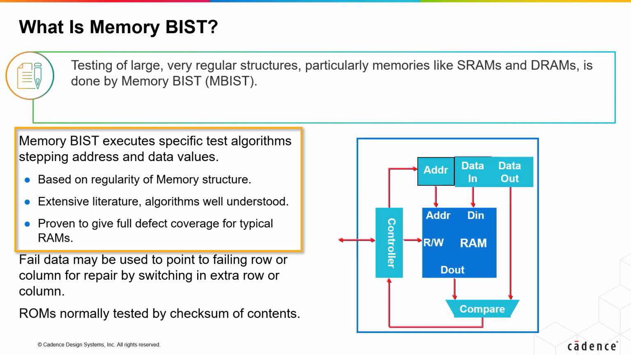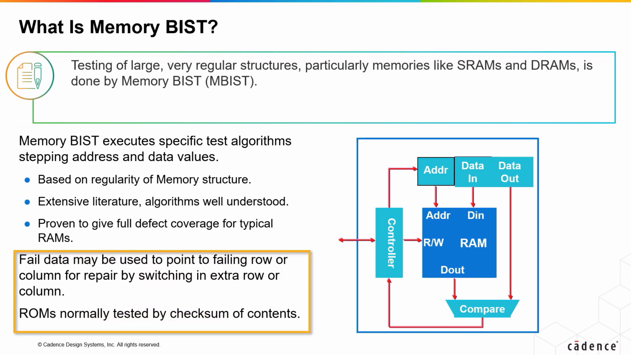Some of the RAMs are designed with extra rows or columns of memory cells, so that when a defect is discovered, the defective memory cells may be switched out, and the extra memory cells switched into their place. The MBIST will provide the row, column information or failing bitmap to support this. ROMs, while regular structures, are normally just checked with a simple checksum of the contents.